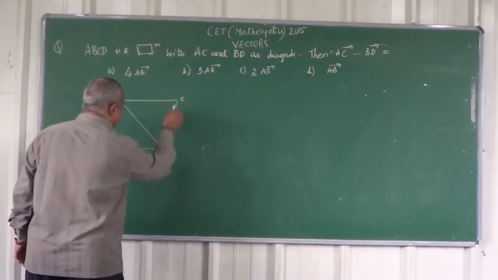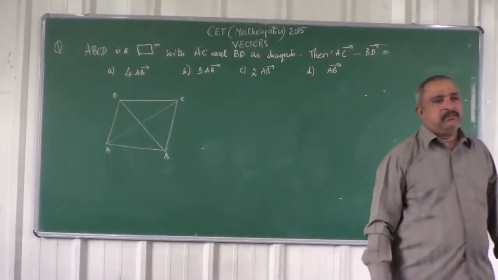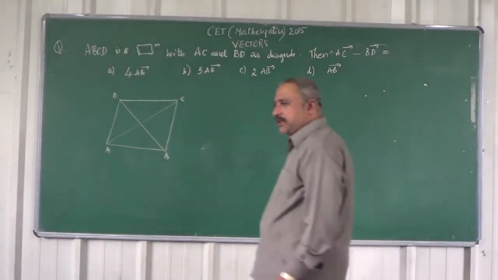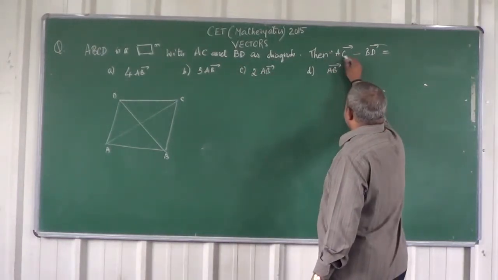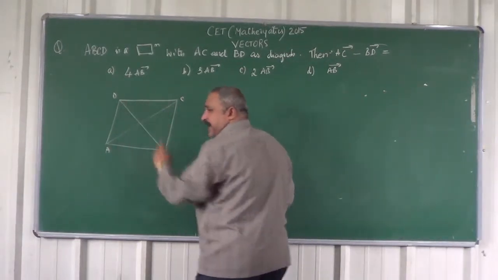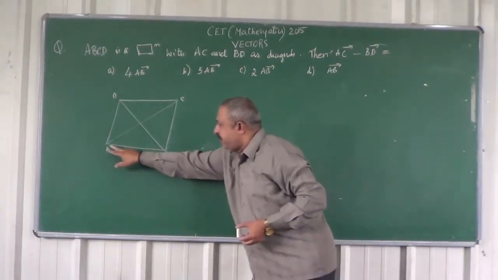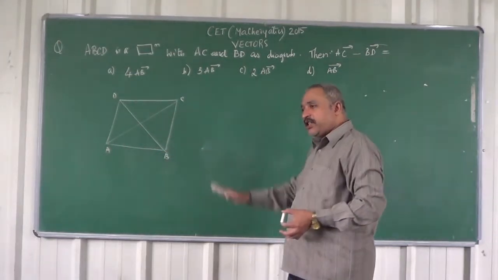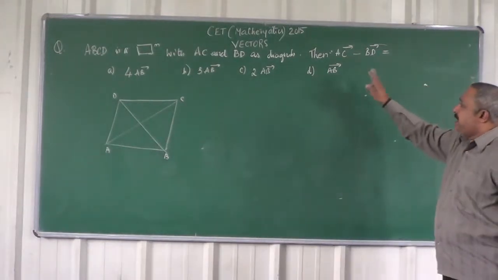Write the parallelogram and the diagonals. ABCD is the parallelogram where AC and BD are the diagonals. You want to find out vector AC minus vector BD in a parallelogram. Is it equal to 4 times vector AB, or 3 times, or 2 times, or is it equal to vector AB itself? You understand the question?